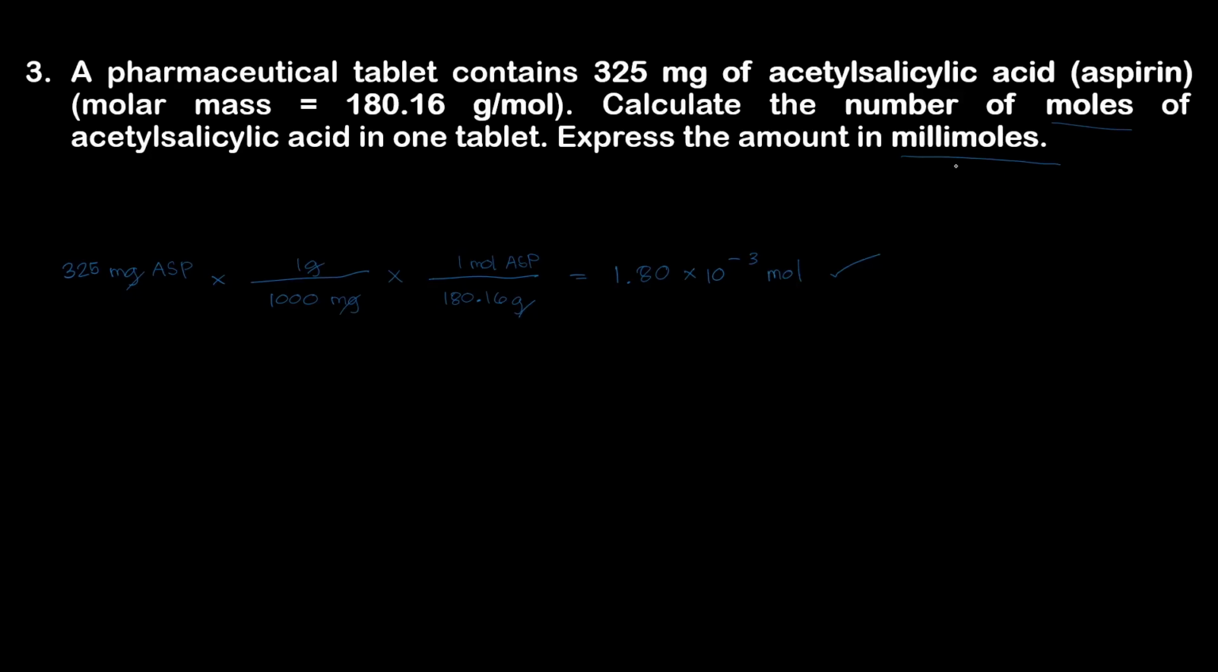Okay, now we want to get the millimole. So for the millimole, 1.80 times 10 to the negative 3 mole. Okay, 1 millimole is 10 to the negative 3 mole. So that would be 1.8 times 10 to the negative 3 times 1 over 10 to the negative 3, we will have 1.8 millimole. Okay, so that's it.